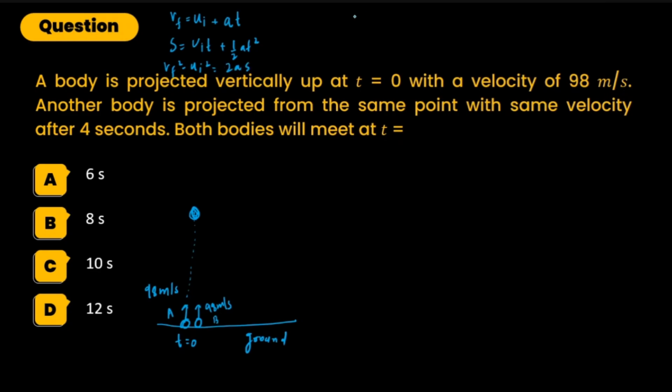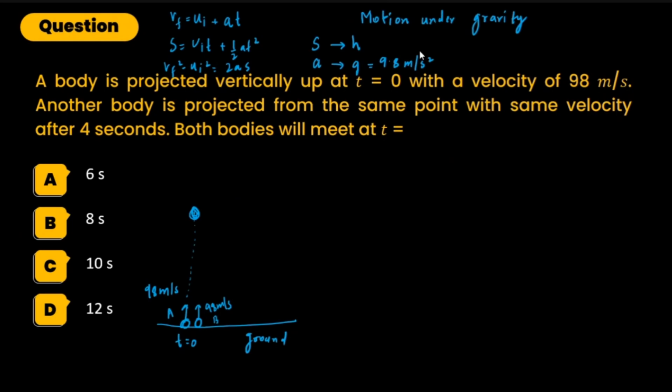So this is a question from motion under gravity. Whenever we are talking about motion under gravity, a few of our variables change. Displacement becomes h, or you can say height, that is the displacement in the y-axis, whereas acceleration is replaced by g, which is 9.8 meters per second square. So these are the values that change when the motion takes place along the y-axis, which is the case of motion under gravity.